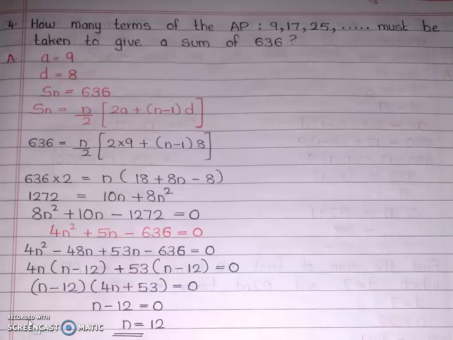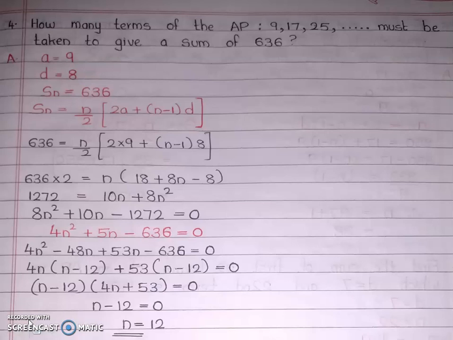Now going to question number 4. How many terms of the AP 9, 17, 25, etc. must be taken to give a sum of 636? So this is what I told you. The conditions are given to you indirectly.